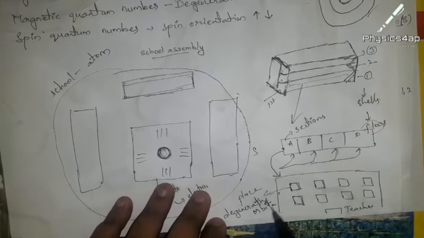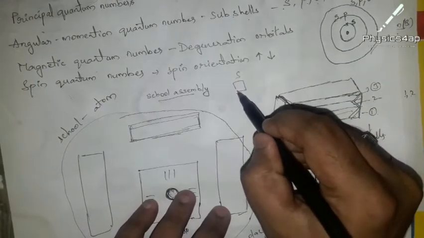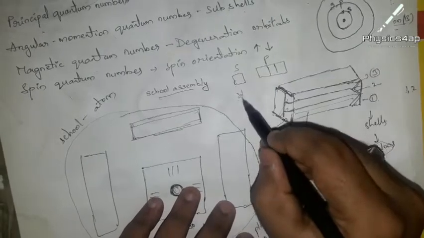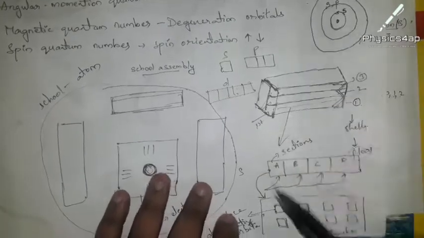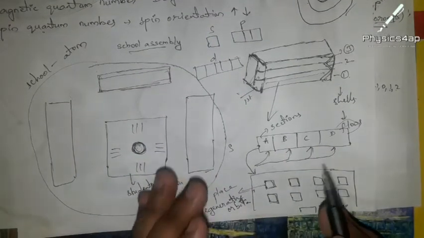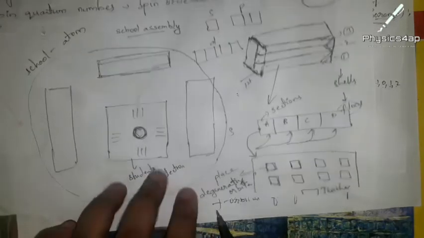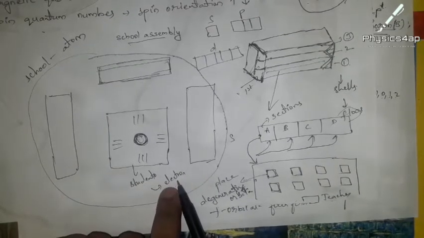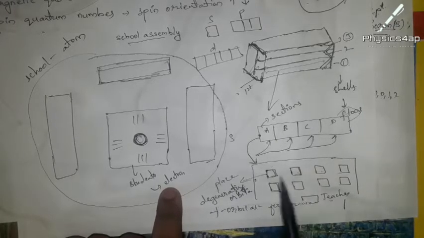The degenerate orbitals, as we have told you, are nothing but: in S we have only one single box, in P we have 3 boxes, and in D we have 5 boxes. Is it not? The same thing here: in our classes we have rows and benches. Those benches are called degenerate orbitals. Now you students, whom we call the electrons, should be seated in your respective places.